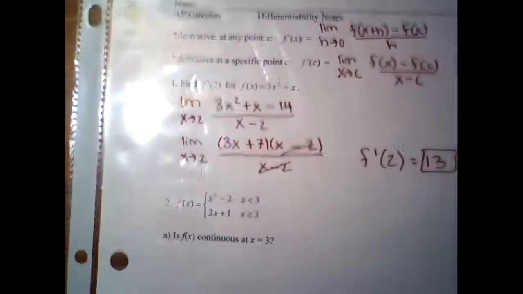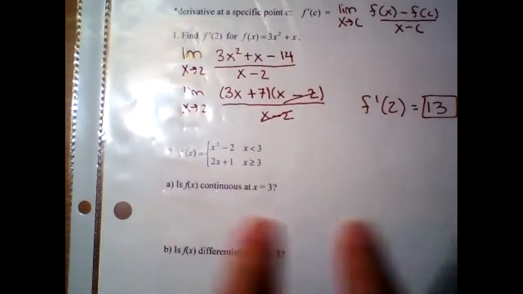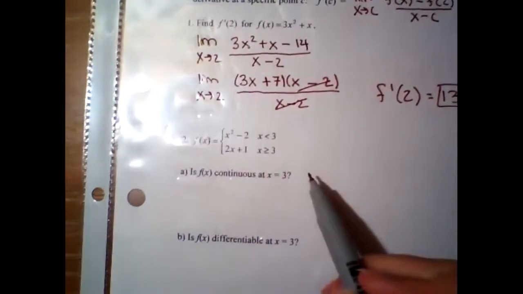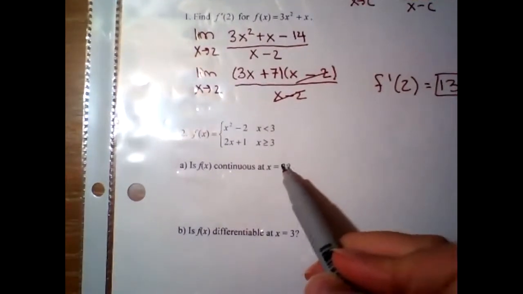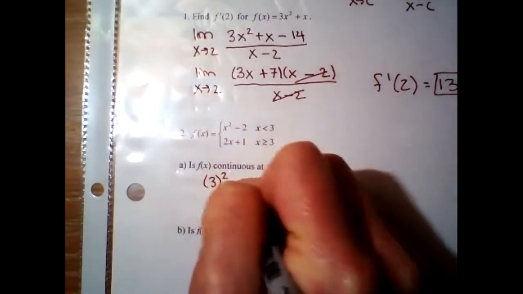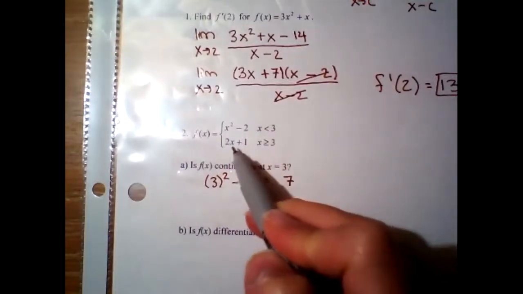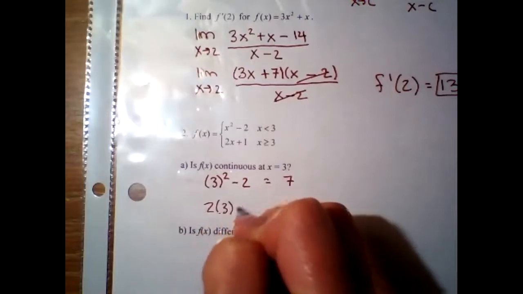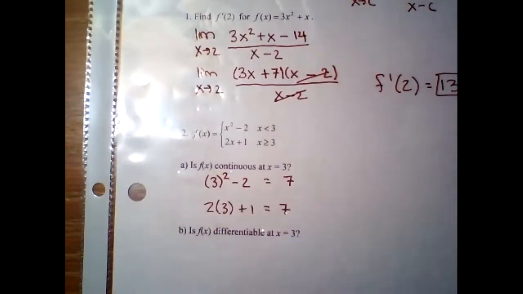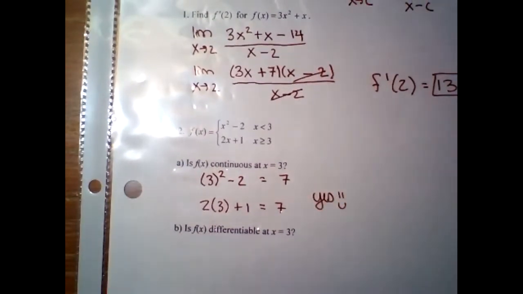Okay, cool. Number 2, so here's our piecewise function. If the function is continuous, then the two parts will meet up. So I'm going to plug in 3 for both of them and see what we get. Plugging in 3 for the first part, 3 squared minus 2 gives me 7. And if I plug in 3 to the second part, 2 times 3 plus 1 is also going to give me 7. So yes, the function is continuous. Both pieces of it met up at the point (3, 7).